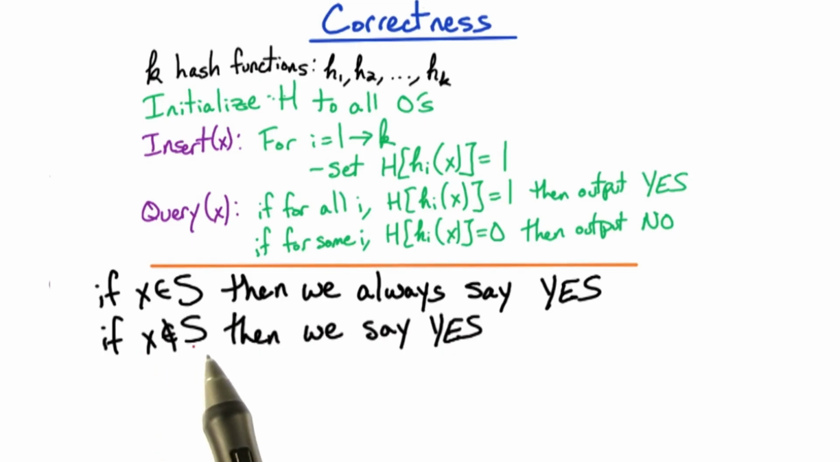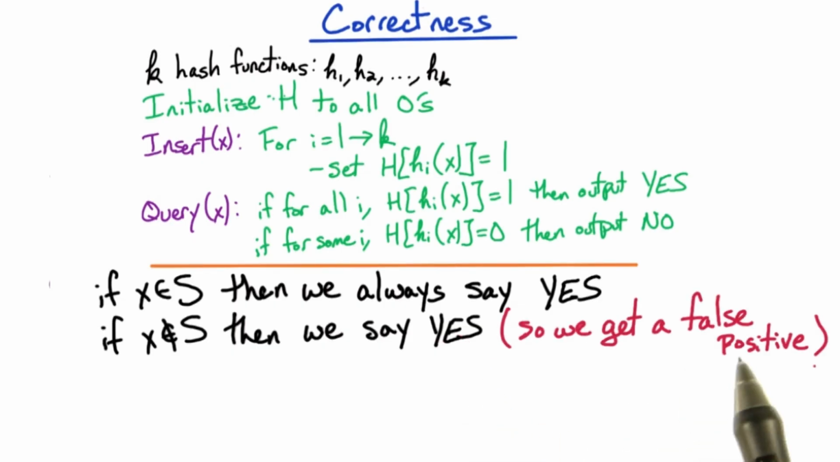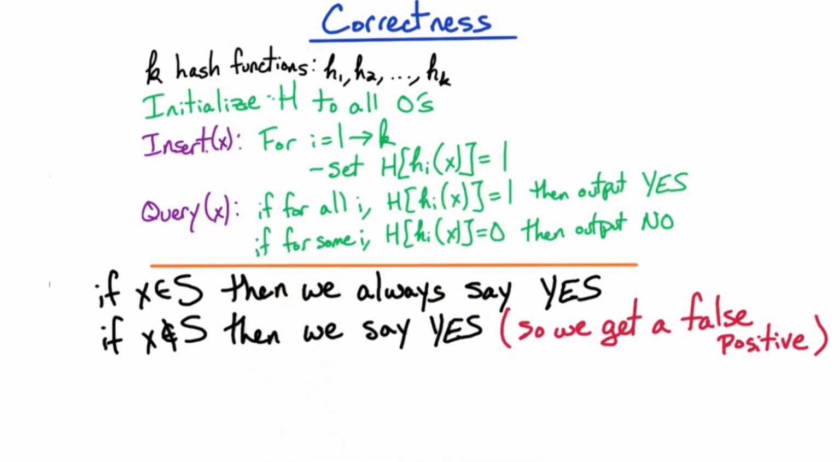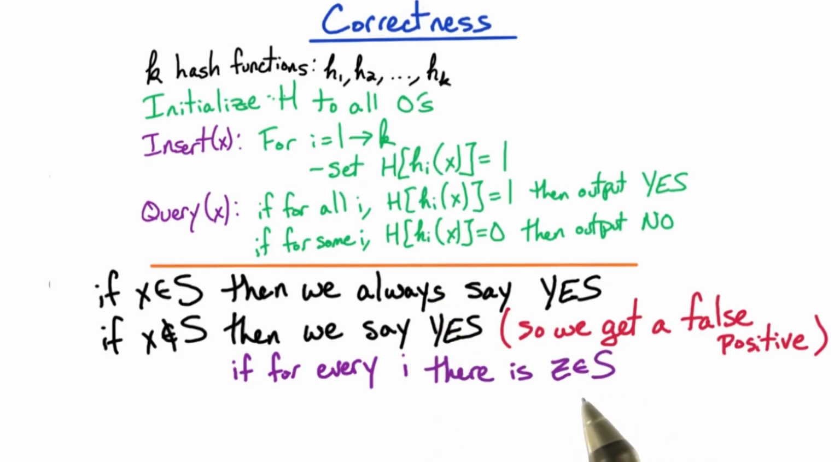Now suppose x was not inserted into the database, and we do a query on x. Sometimes we might say yes, we believe it's in the database, in which case we get a false positive. We falsely said that yes, it's in the database. How can this occur? This can occur if all of the k bits were set to 1 by other insertions. So for each of the k bits of x, so take the ith bit, so this is hi of x, there is some element z which was inserted into the database S, and one of the k bits for z exactly matches the ith bit of x.